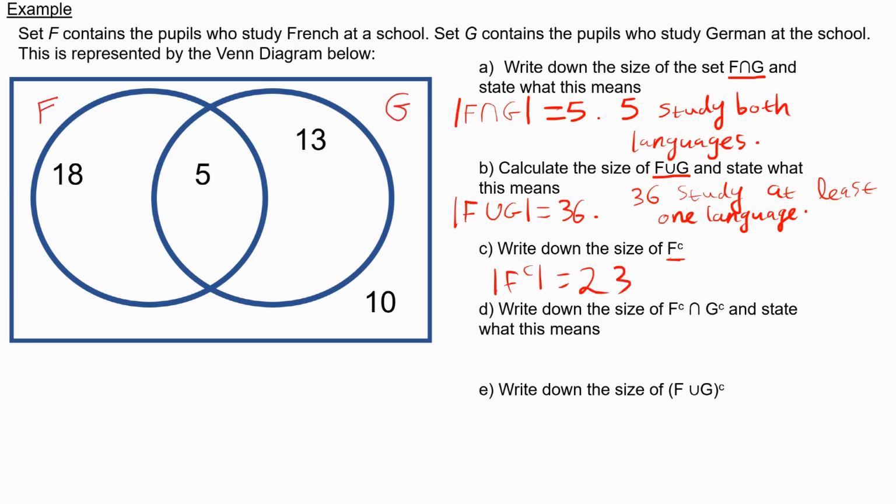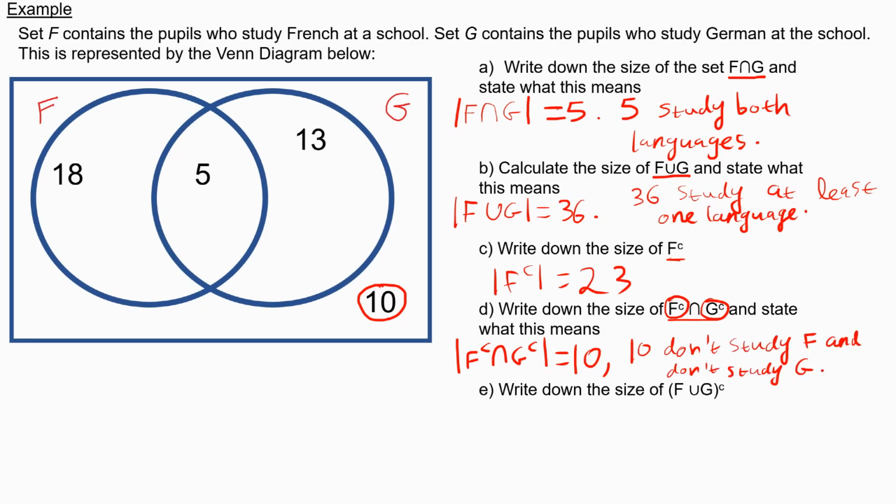For D, we want to write down the size of F complement intersect G complement and state what it means. Now again, that looks really complicated, but if we think about it in terms of language, it is all of those who do not study French and do not study German. So that's got to be the people outside of both of the circles. So I can say the size of F complement intersection G complement equals 10, and I can say 10 do not study French and don't study German.